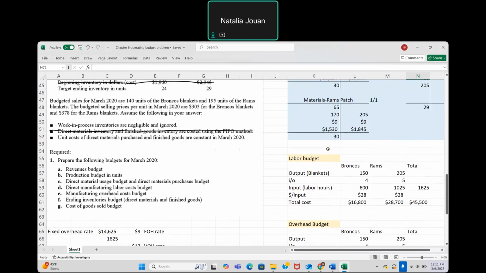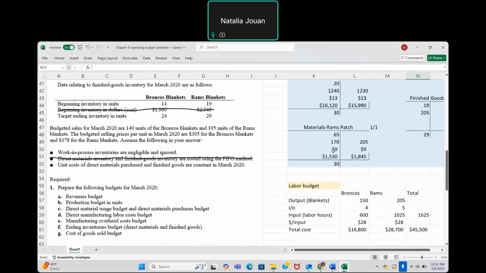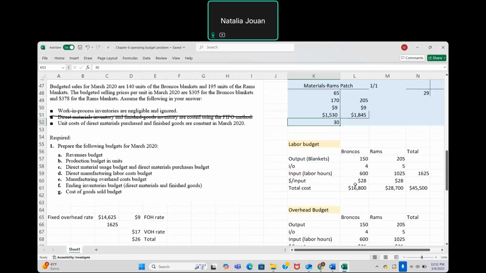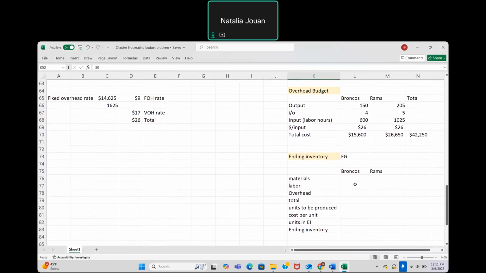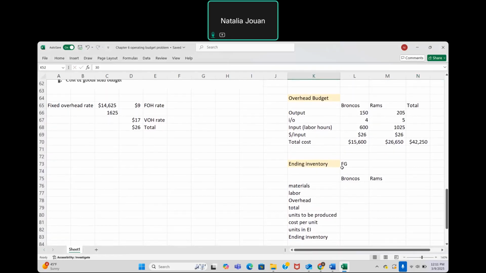Since we already did materials right here, all we have to do is multiply times the cost per unit. That will be the ending. I really want to focus on ending inventory of the blankets, okay? So ending inventory and finished goods. We're going to do Broncos, we're going to do Rams.